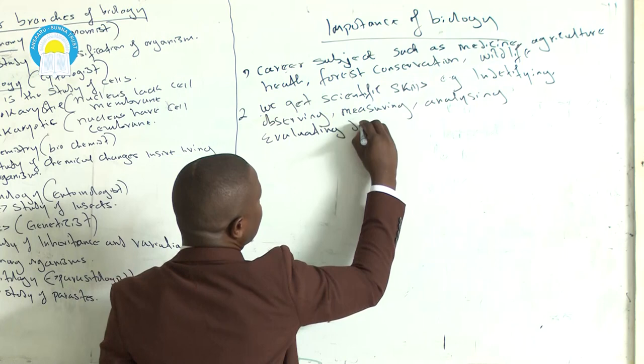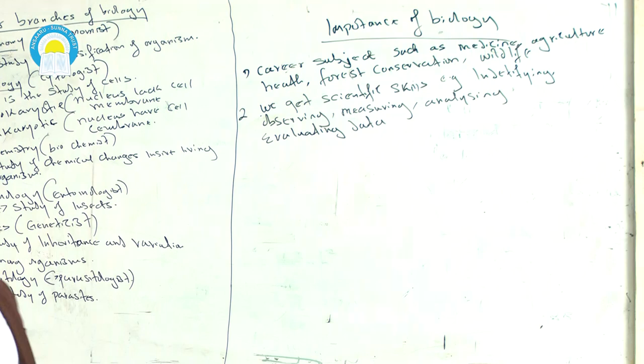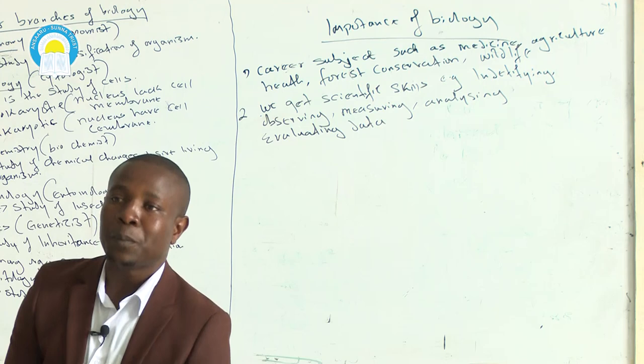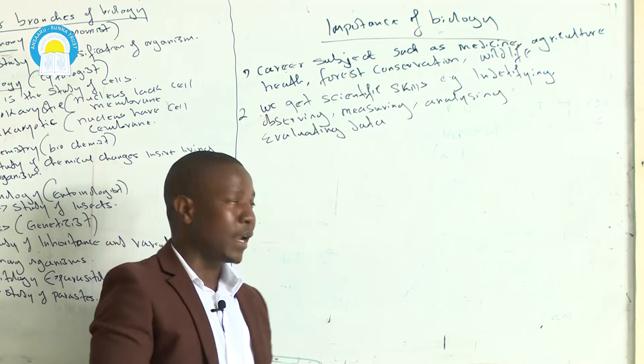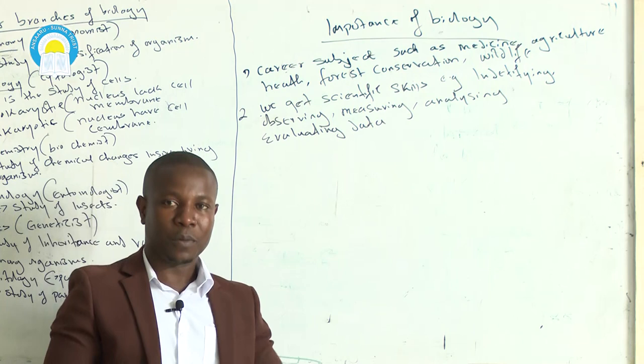So when you study biology, you have that skill of identifying. So you can identify this one is what? An insect, and this one is what? A millipede. You can identify this one is a plant, and this one is what? An animal. Number two, observing. Now we want to observe them through the microscope, the features that are found on organism A and the features that are found on organism B.